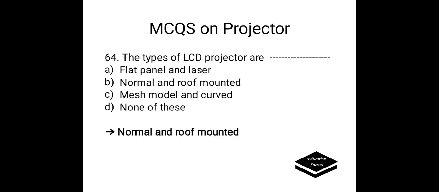The types of LCD projectors are, options are A. Flat panel and laser, B. Normal and roof mounted, C. Mesh model and curve, D. None of these. Correct answer is normal and roof mounted. The types of LCD projectors are normal projector and roof mounted projector.